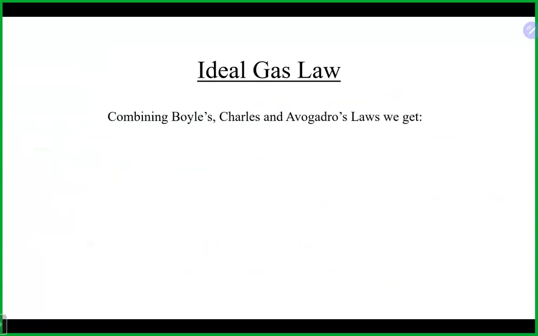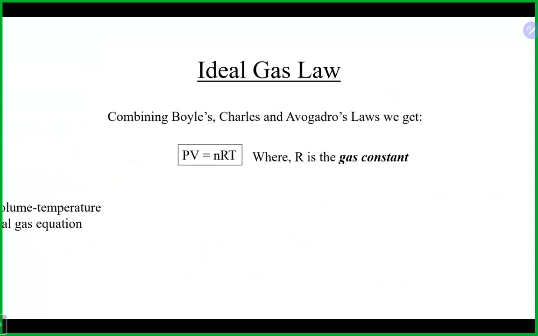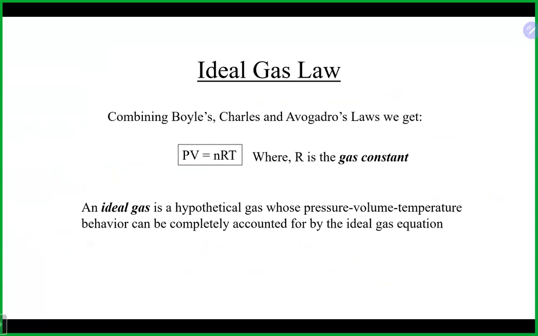Now, putting together all those gas laws that we talked about, Boyle's, Charles's, and Avogadro's law, we get the ideal gas law, and the ideal gas law is PV equals nRT. An ideal gas is a gas whose pressure, volume, and temperature can be accounted for through the ideal gas law. We don't get much involved in this class with what are sometimes referred to as real gases or non-ideal gases.